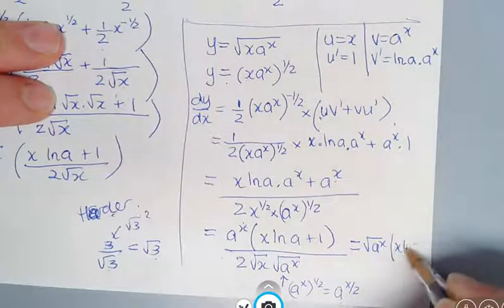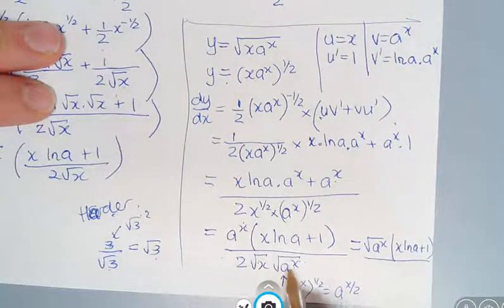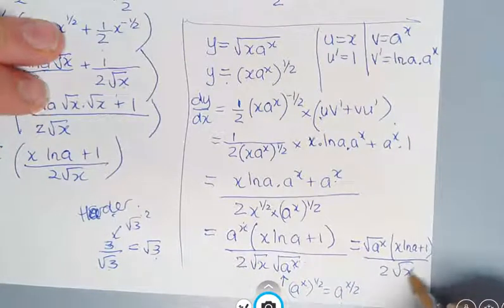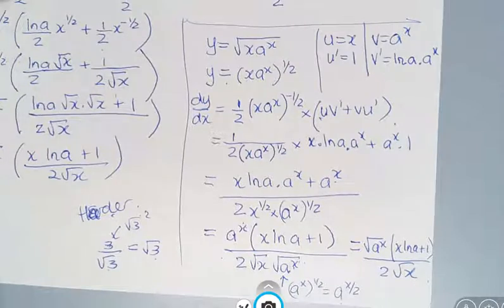Then we're left with x ln a plus 1 over, now I've simplified those two, over 2 root x. Okay, and that is the same answer as we had over here.